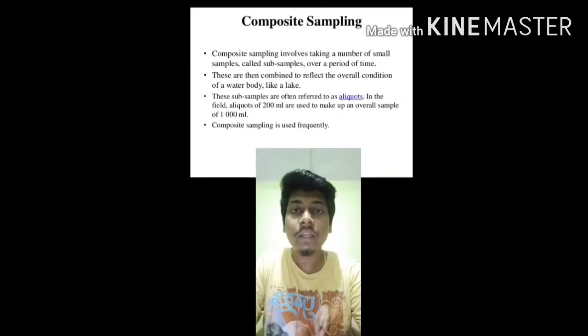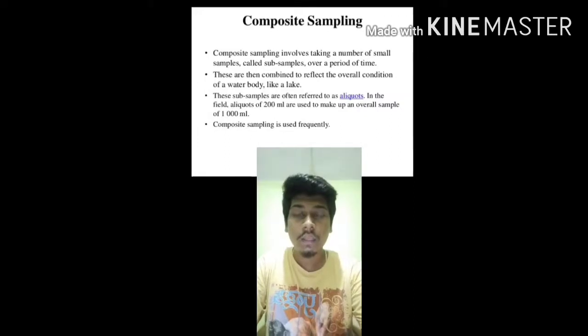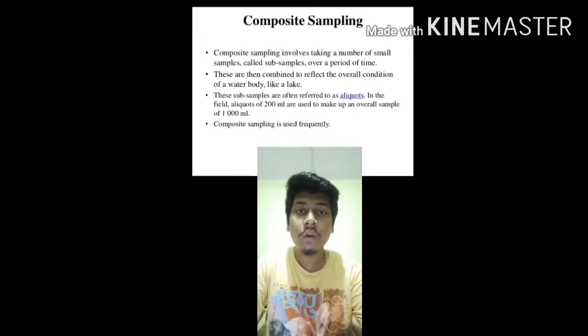The second method is composite sampling. Composite sampling involves taking a number of small samples called subsamples over a different period of time. These are then combined to reflect the overall condition of the water body like a lake. These subsamples are often referred to as aliquots. In the field, aliquots of 200 ml are used to make the overall sample of 1000 ml. The composite sampling is used frequently.